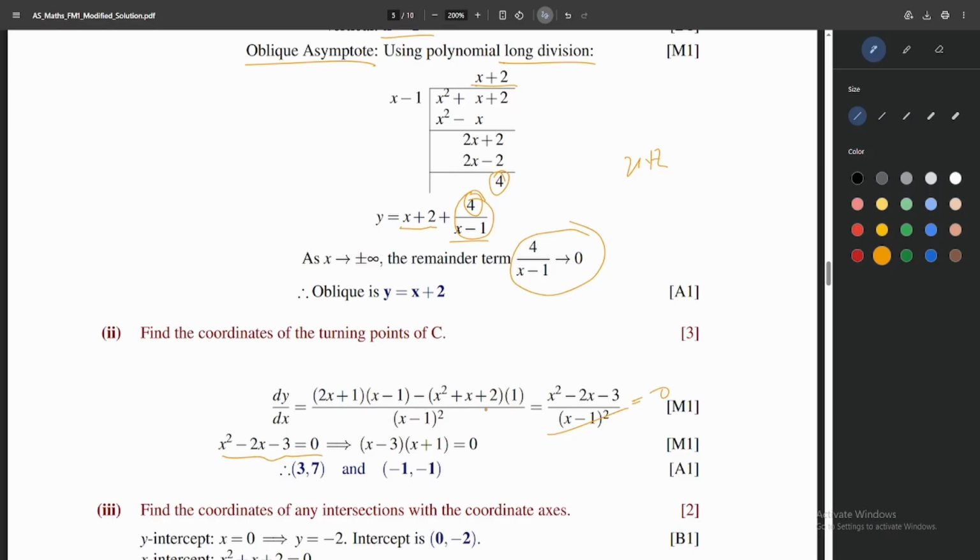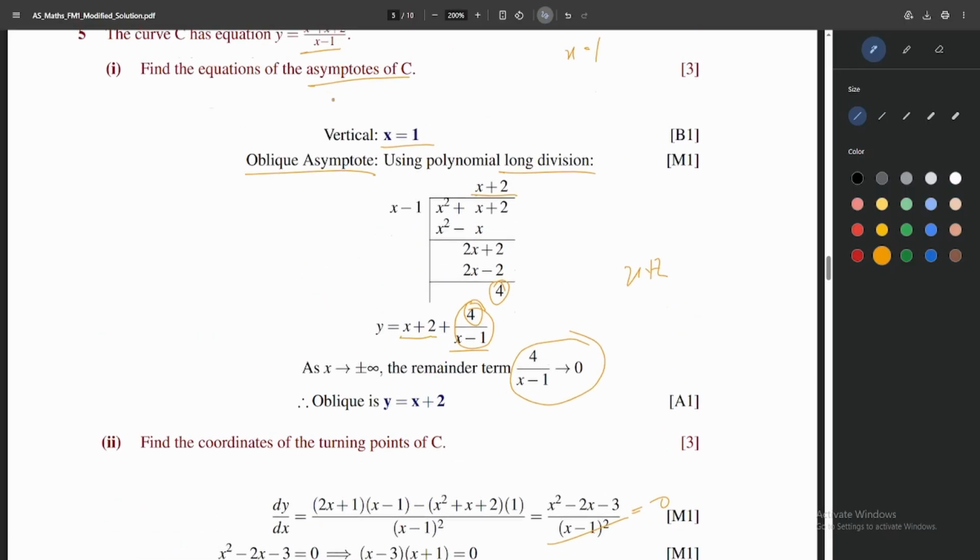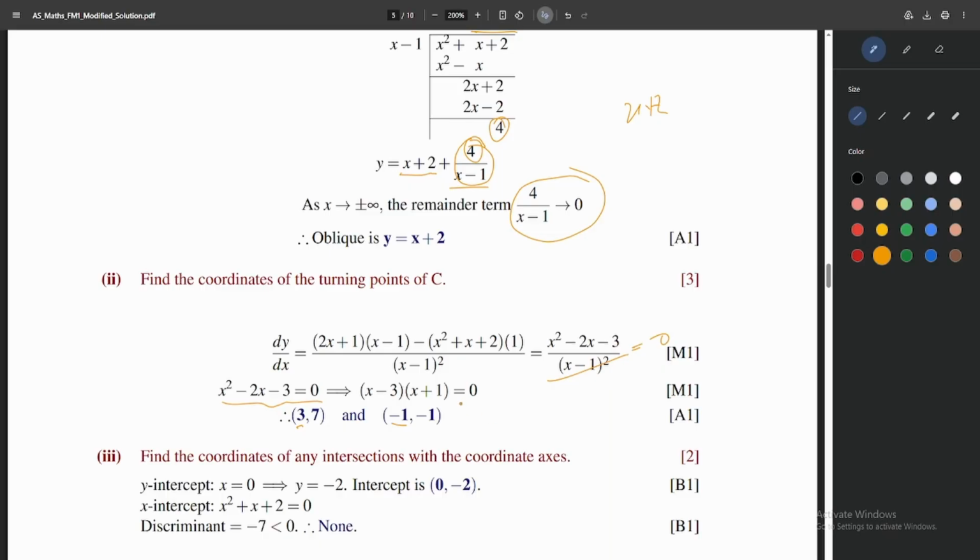3 and minus 1. Then we simply input these into the original equation, and we get 7 and minus 1. So this would be the turning points. So just simply differentiate and equate it to 0.